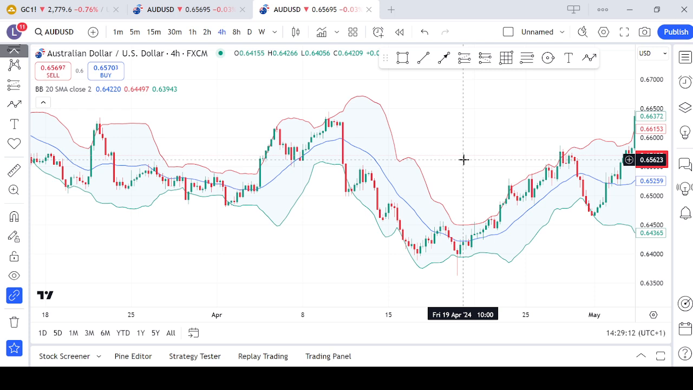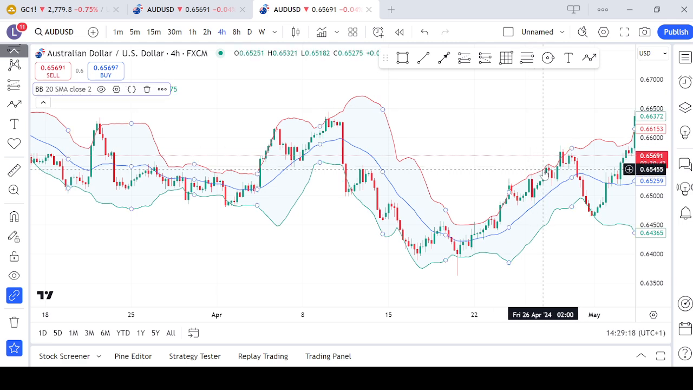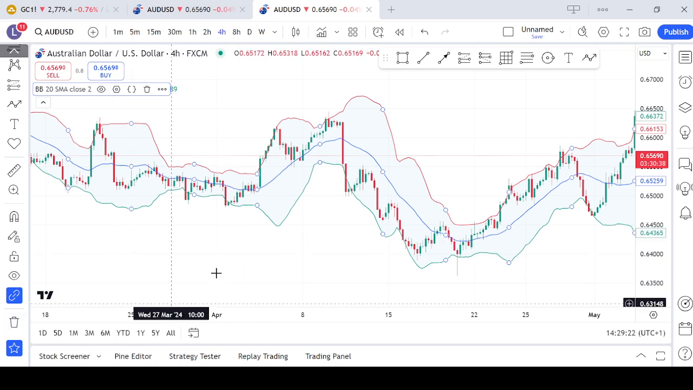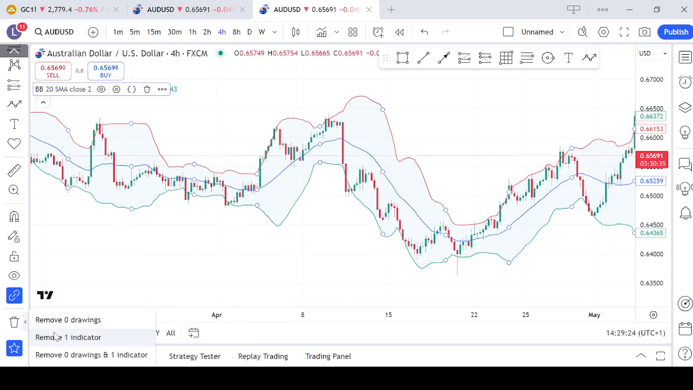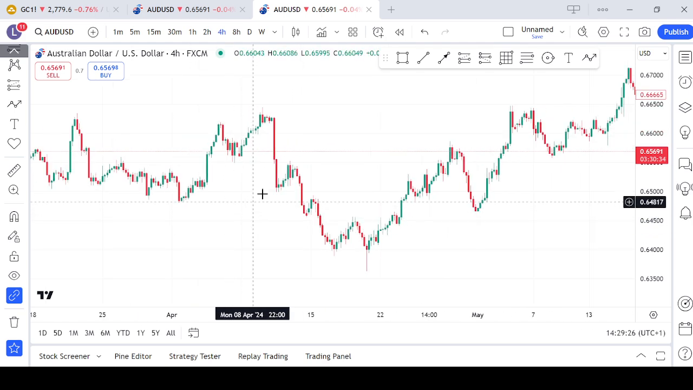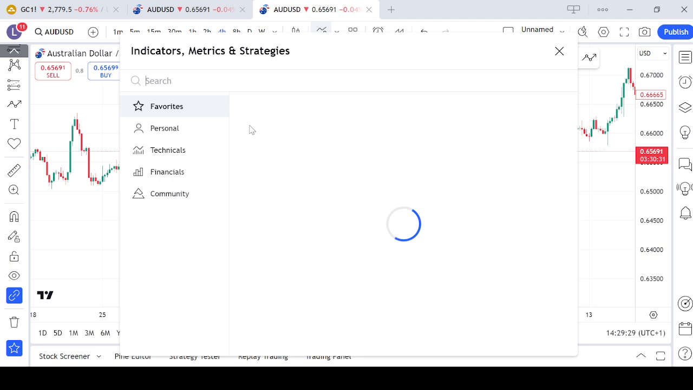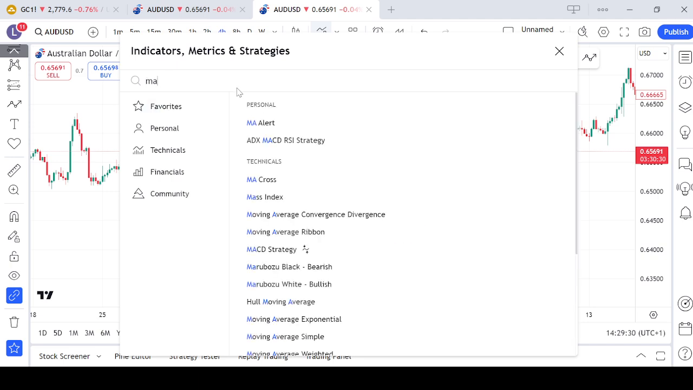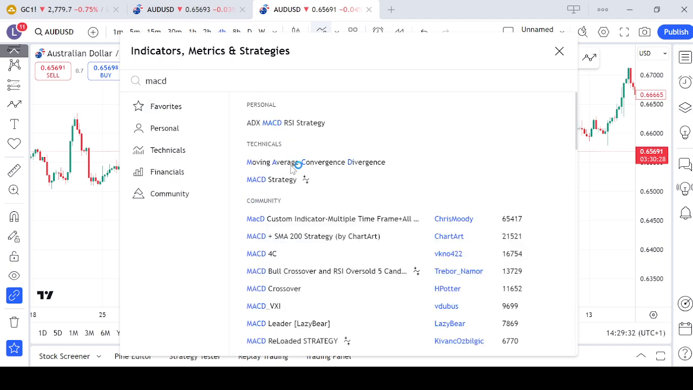The next is the Moving Average Convergence Divergence, which is popularly known as the MACD. So I'll delete the Bollinger Bands right now. The next is the MACD, and let me put it on our charts. You can see the MACD, Moving Average Convergence Divergence.